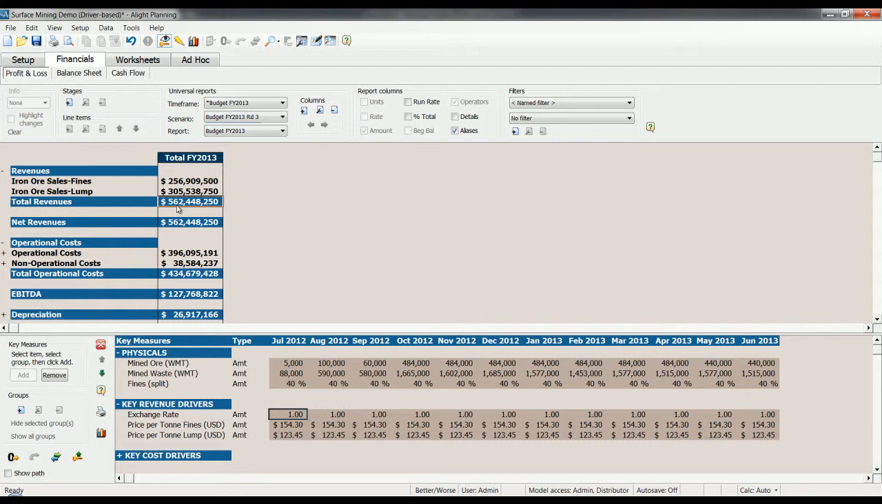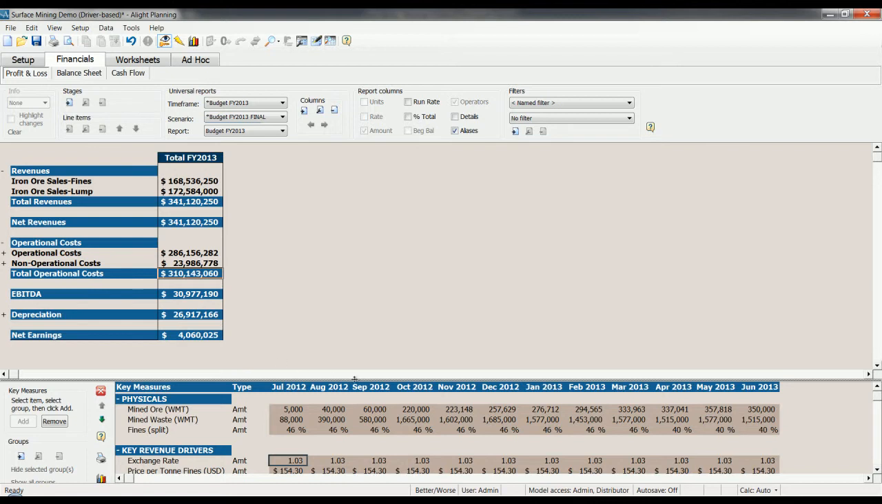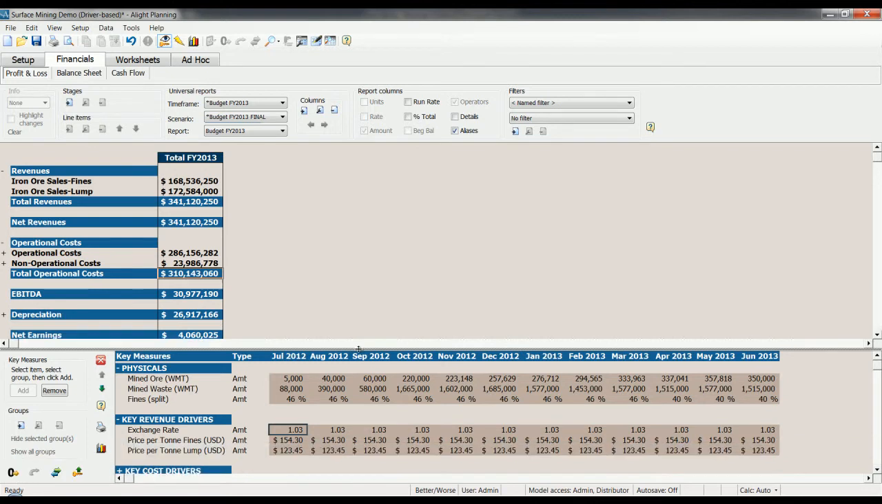In planning activities, what we usually want to answer are what if questions like this. What will the impact of currency fluctuations be on my base budget? In Alight, you can easily answer this type of question by creating a new scenario. New scenarios can be created on the fly. Let's go back to our base budget for a second. In our base budget, we can see that our revenue is 341, operational costs are 310. If we move this down here, our net earnings are just over $4 million.